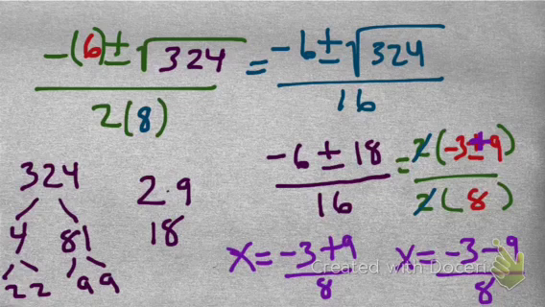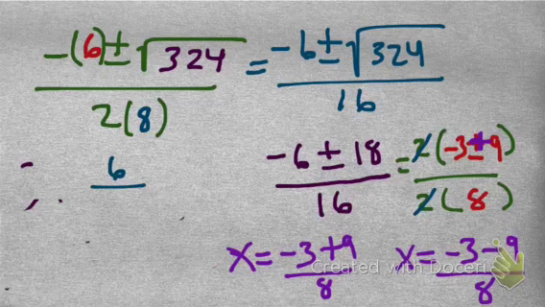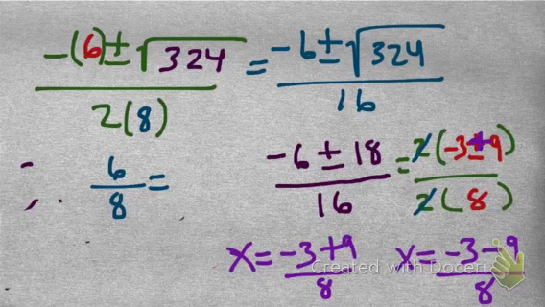So -3 plus 9, well, that turns into 6. Let's write that over here. It turns into 6 over 8. Both are divisible by 2, so that's really 3/4. Most simple way of writing it.